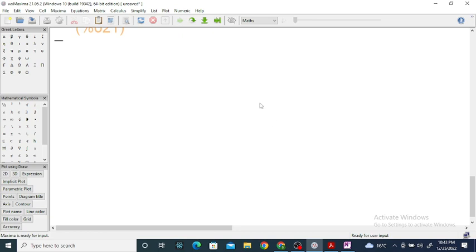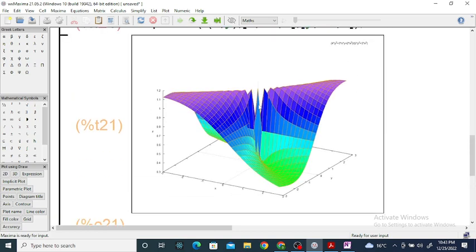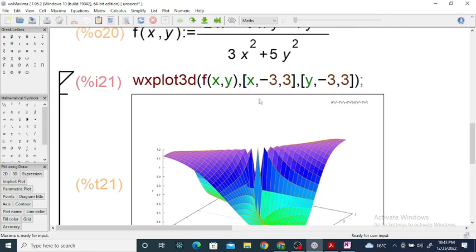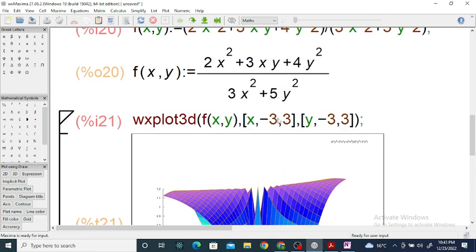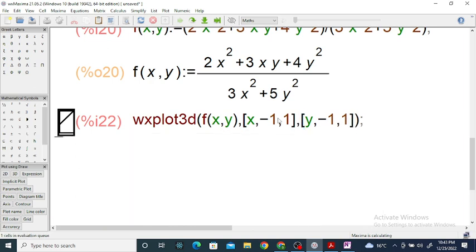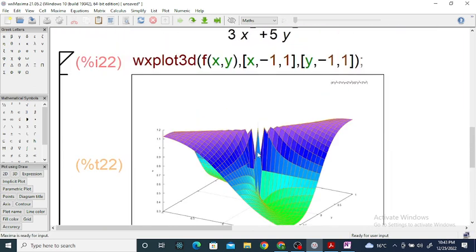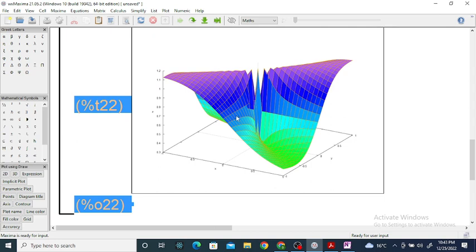So now if you plot this graph, you can see that at the point (0, 0) the limit does not exist. I am writing here the range of x as minus 1 to plus 1, and the range of y is also minus 1 to plus 1. Now if you plot, you can see this is the point where the limit does not exist. For the remaining points it exists, but at this point it does not exist.